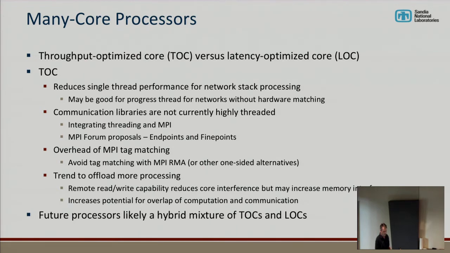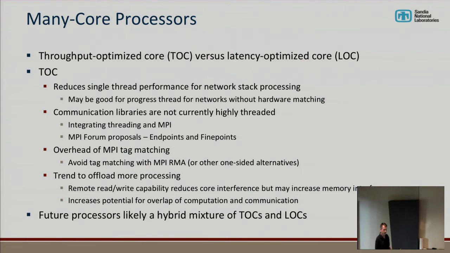The issue is communication libraries are currently not highly threaded. This is one of the fundamental issues we've seen with the MPI implementations, is that applications try to integrate MPI and X, whether that's OpenMP or something else. Anything that's massively threaded trying to use MPI is running into issues. Those issues come from a lot of different places.